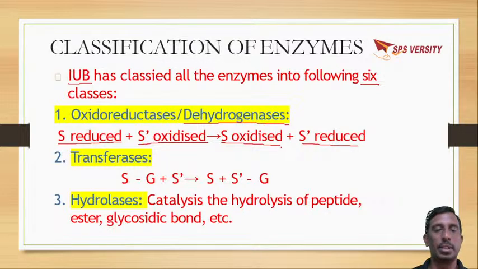What will happen here? A specific group is transferred from one substrate to another substrate. Here you can see in this reaction, a group is attached to a substrate. This group is transferred to the other substrate by the end of this reaction. They are called transferases.